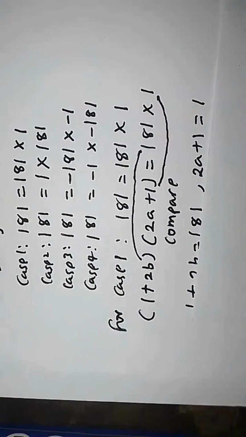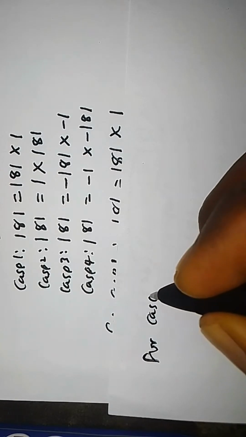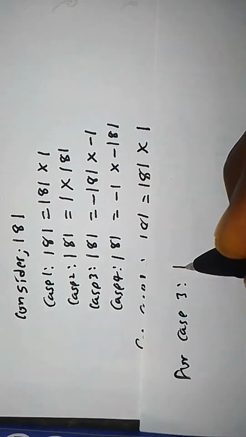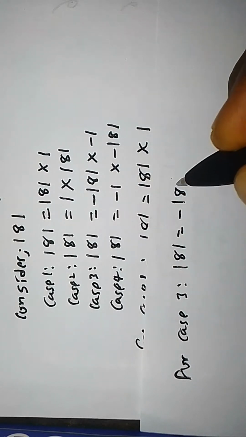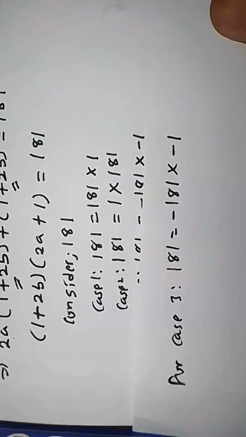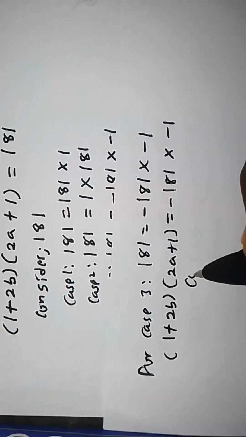So let's manage this. For case 3, that's the third case, 181 is equal to minus 181 times minus 1. So replacing this 181 by this, we simply have 1 plus 2b times 2a plus 1 equal to minus 181 times minus 1. So let us compare.